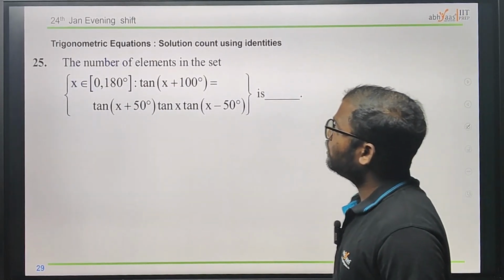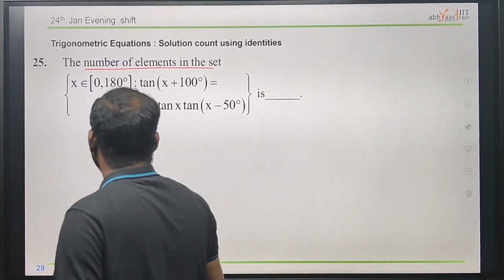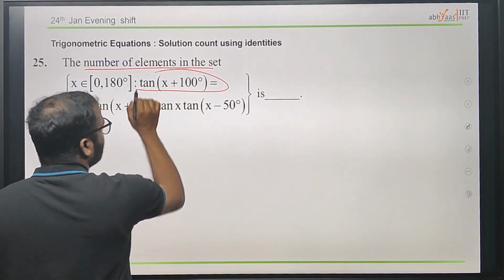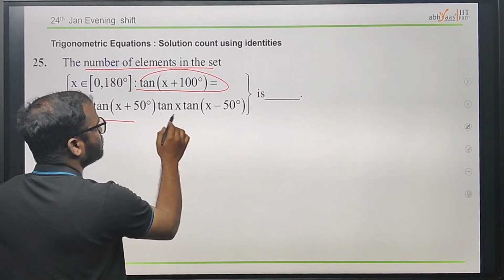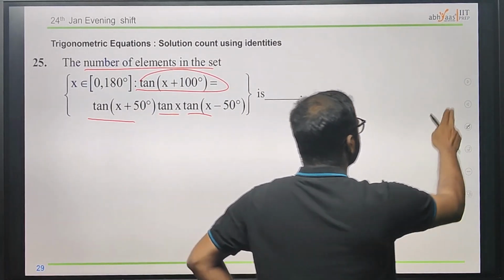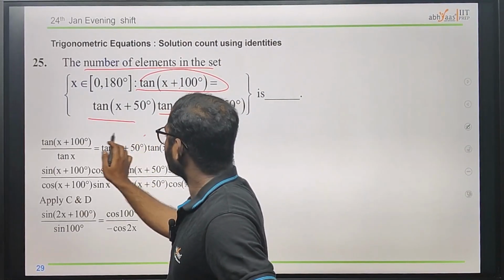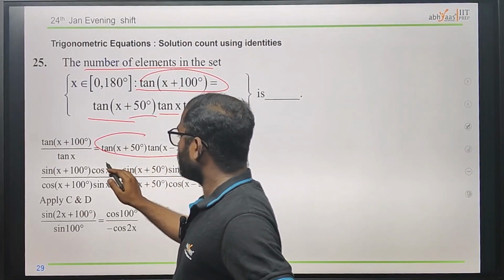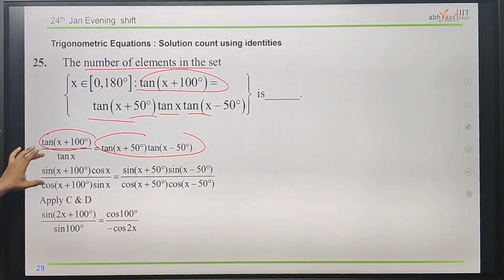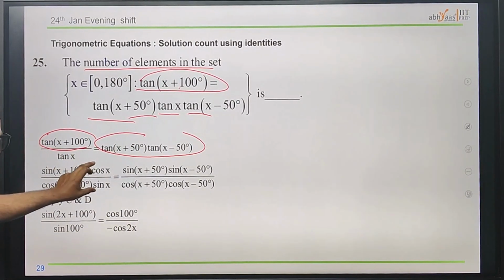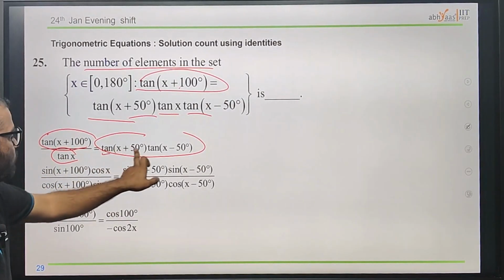Next, the trigonometric equations question: the number of elements in the set, with x from 0 to 180 degrees, where tan of (x plus 100 degrees) is equal to tan of (x plus 50 degrees) times the other expression. We need to simplify this. We can write tan as sine by cos, and this one as cos by sine, and similarly for the other.